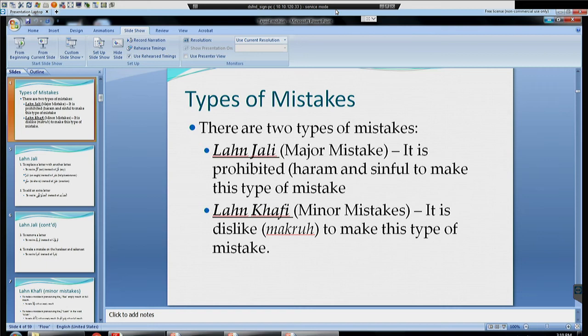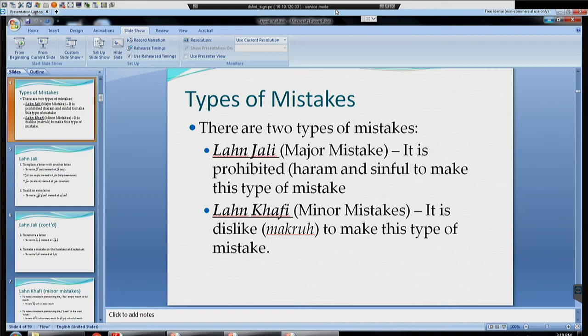Just as a show of hands, can anyone give me an example of a major mistake? Just a rule, you don't have to give me an example. If anyone can remember just one major mistake. Replacing a letter for another, mashallah. Adding a letter and removing a letter. So replacing a letter, adding a letter, and removing a letter.